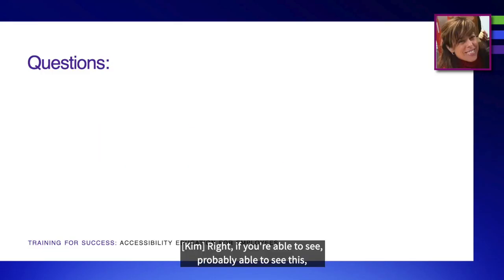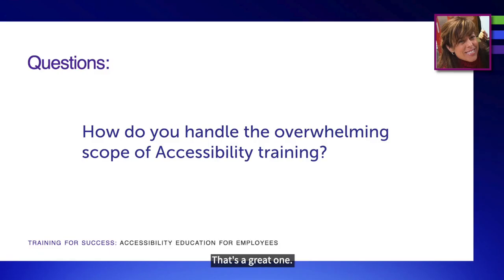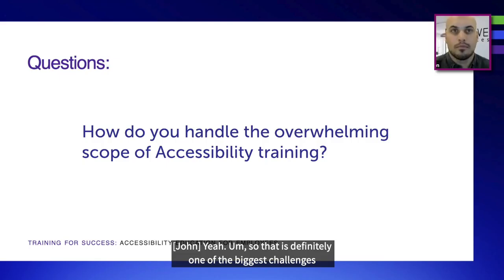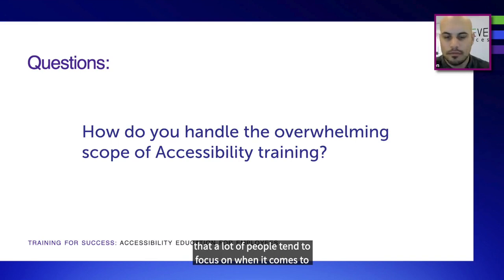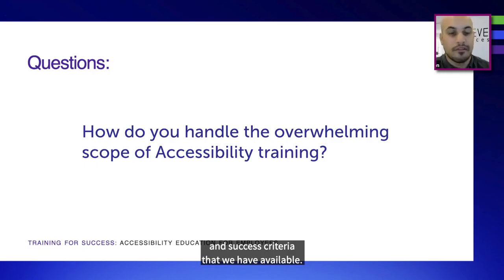Great. Valerie also asked, do you have any suggestions on handling the overwhelm that comes up when folks see this full scope of accessibility? That's a great one. That is definitely one of the biggest challenges that a lot of people tend to focus on when it comes to setting up an accessibility training program, or to getting that organizational buy-in for accessibility. I know what you mean, because I often feel overwhelmed when I think about the whole set of accessibility guidelines and success criteria that we have available.